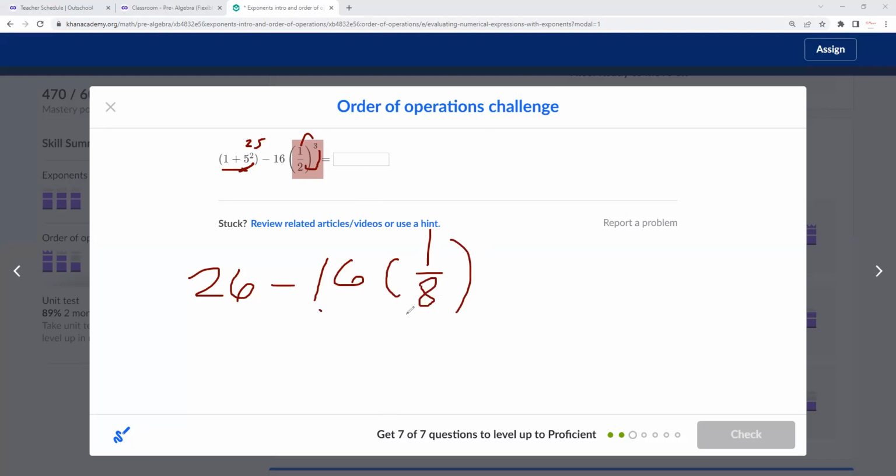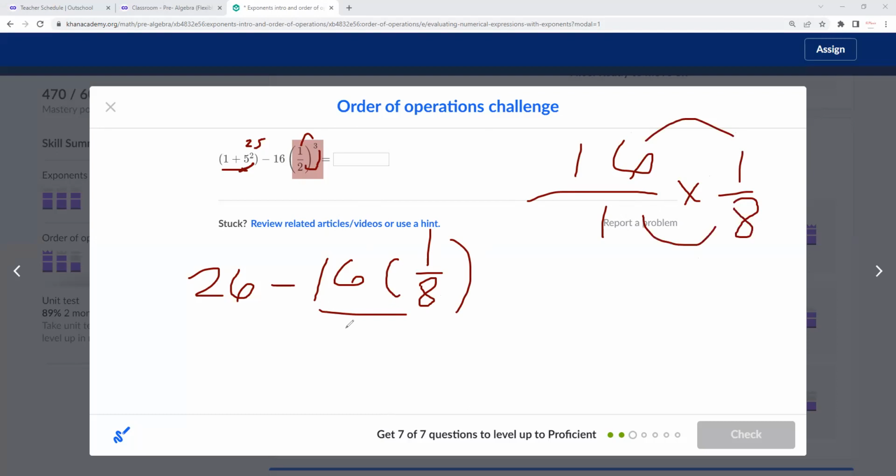Now, what do I do next? Multiplication. This means 16 over 1 times 1 over 8. You should know how to do fractions. They're important. This gets you 16 over 8, which is 2. So you are now left with 26 minus 2, which is 24.